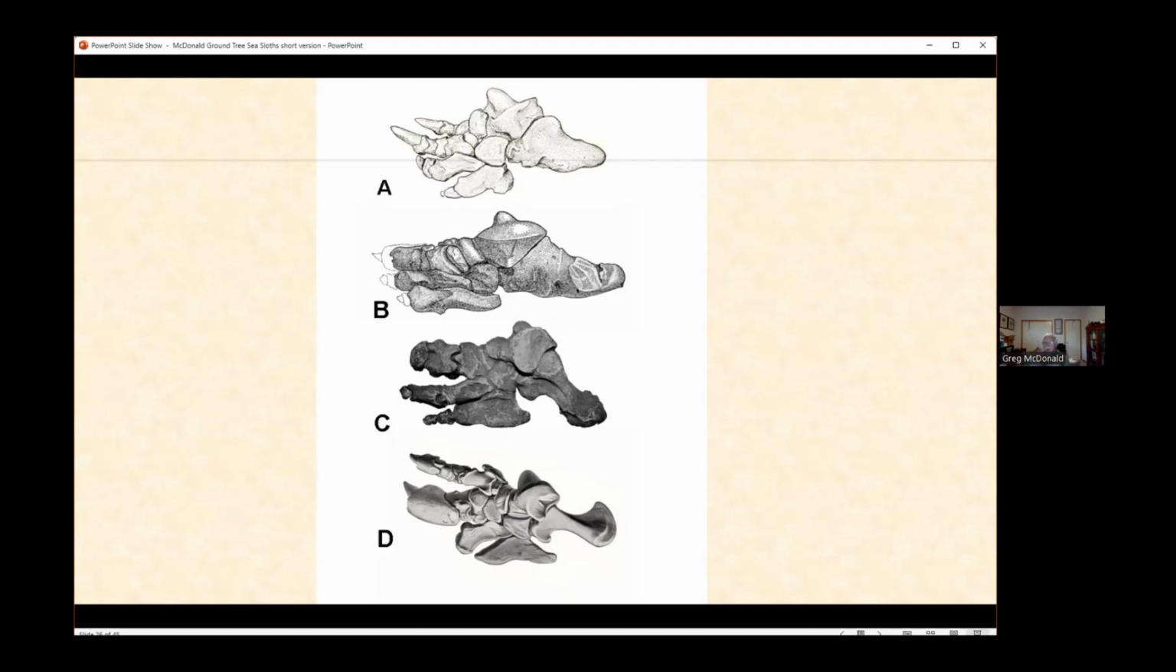So this is not a common feature that's ancestral. This has been independently evolved in 4 different groups of sloths.